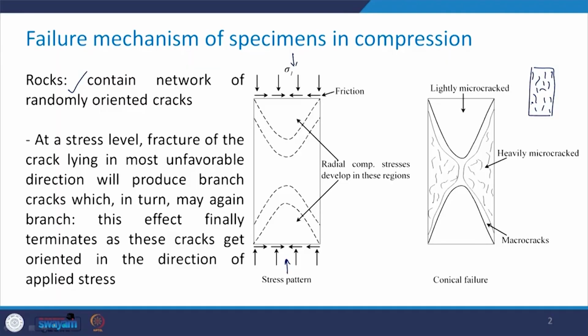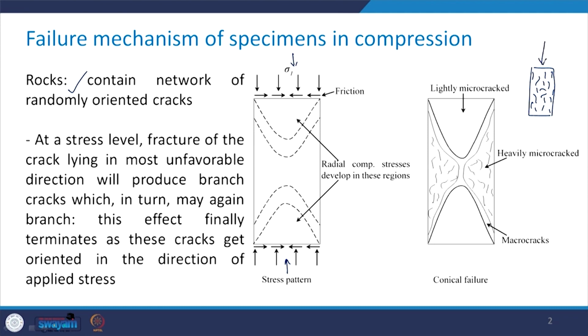So you have the initial crack, upon the application of the load this branching will take place, and these branches will again develop further branches. This is called the branching effect, and this effect will finally terminate as these cracks get oriented in the direction of applied stress. So you see that if this is the specimen, earlier the cracks are oriented most randomly, in any kind of fashion.